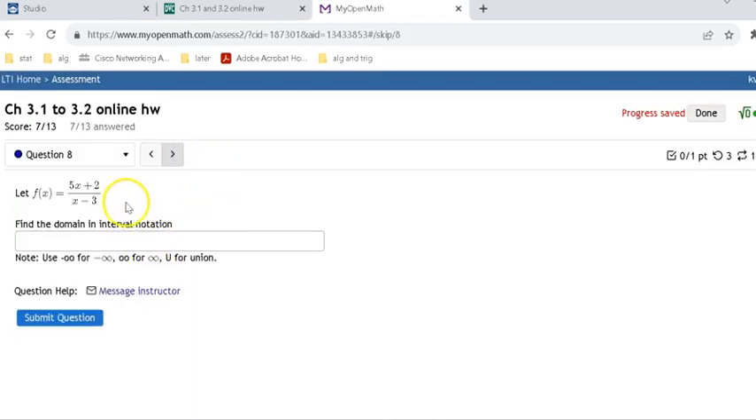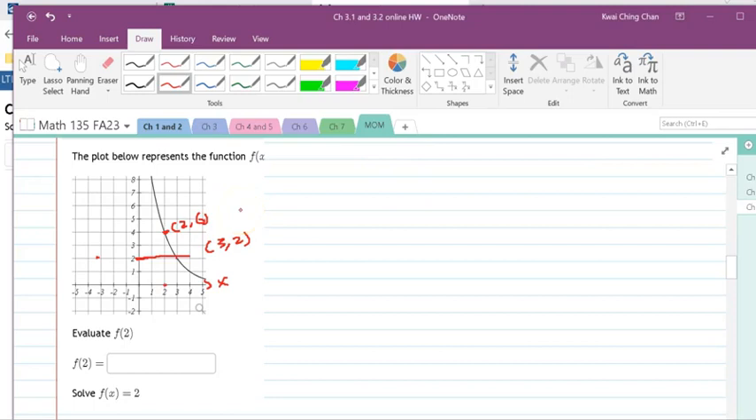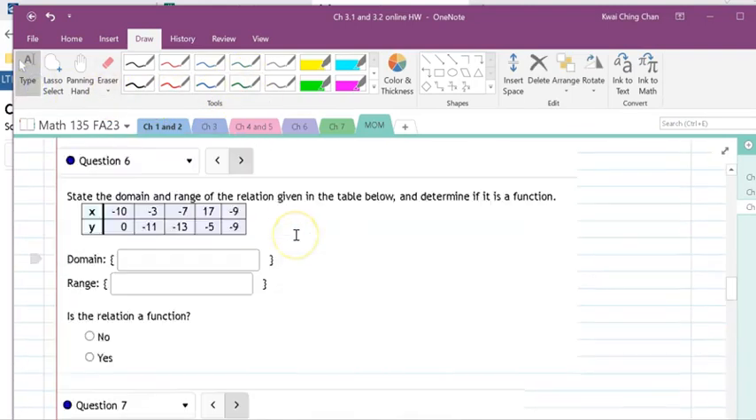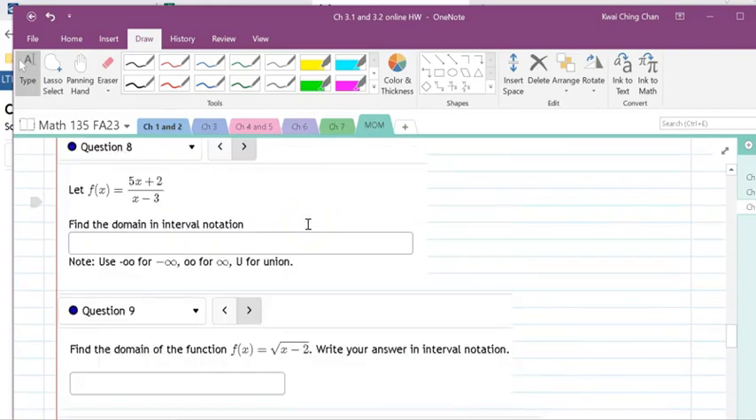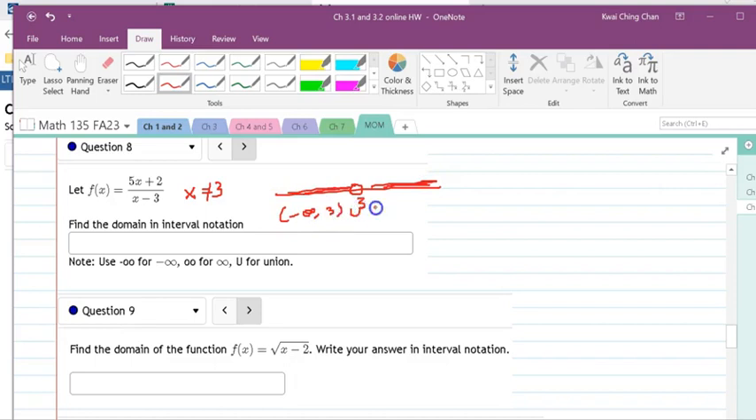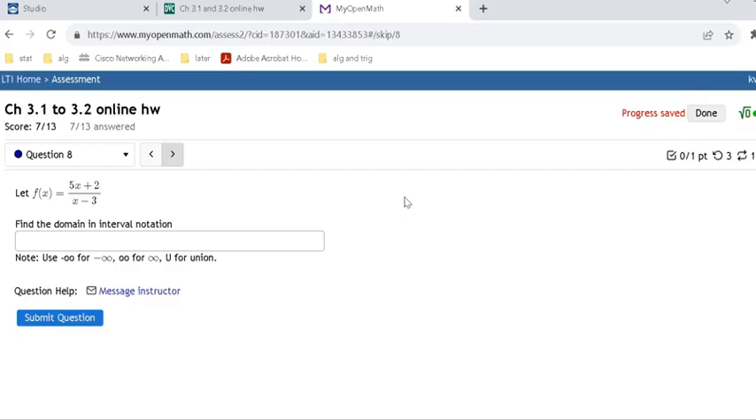For the domain, we know that we want to exclude x equal to 3, right? Because when someone writes something over x minus 3, that's really strange. We did this. x cannot be 3, so that means 3 is the only place that's open. My number line is like this. So it will be negative infinity to 3, but not including 3, and then from 3 to infinity.